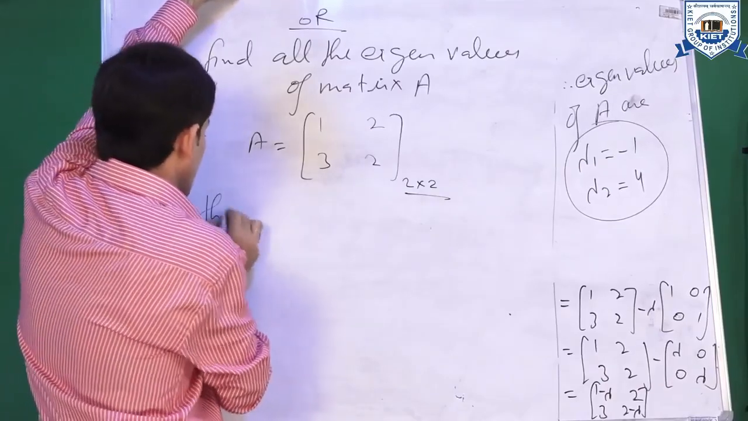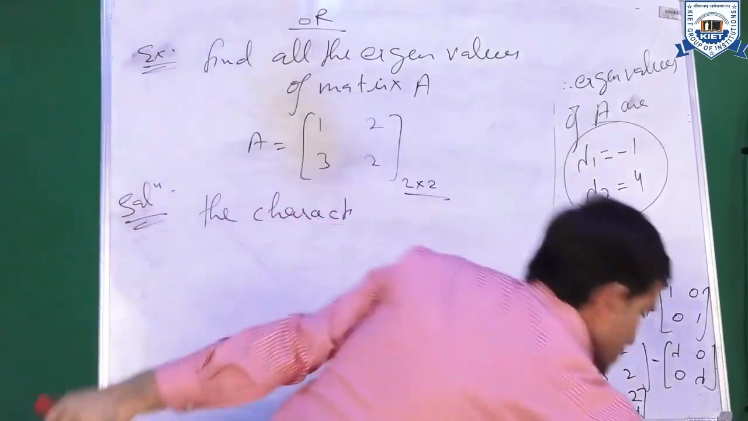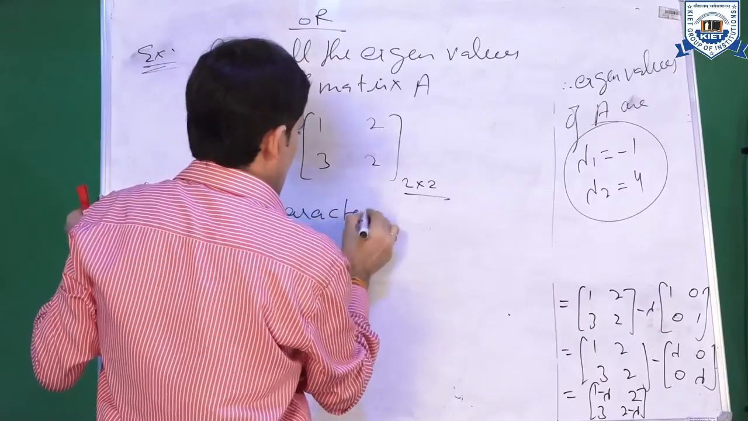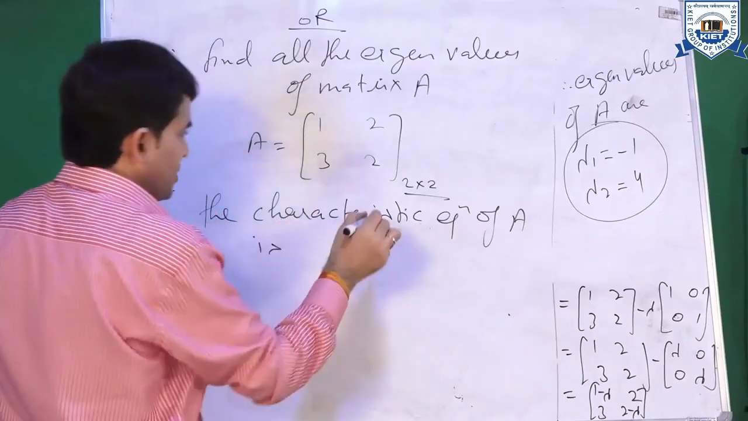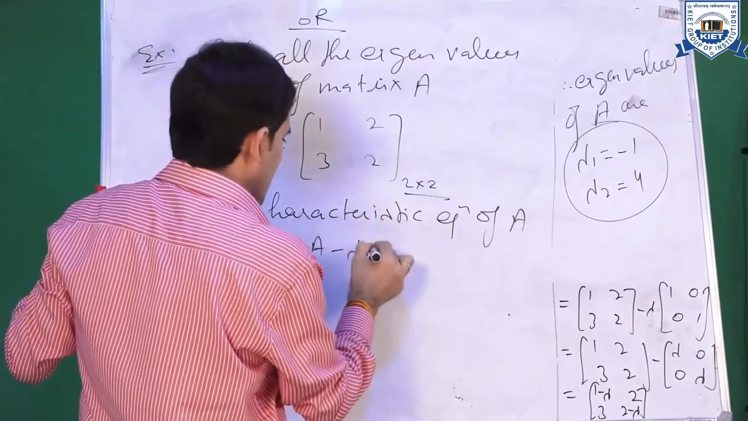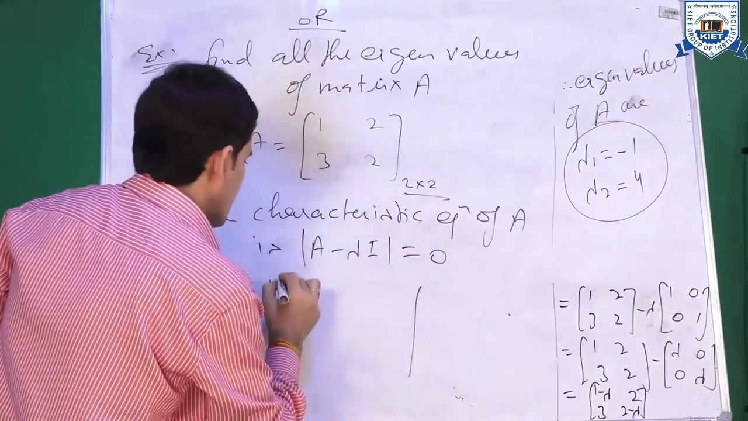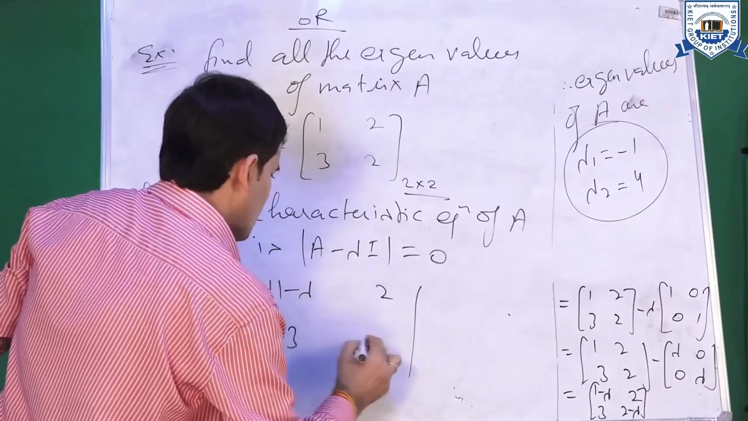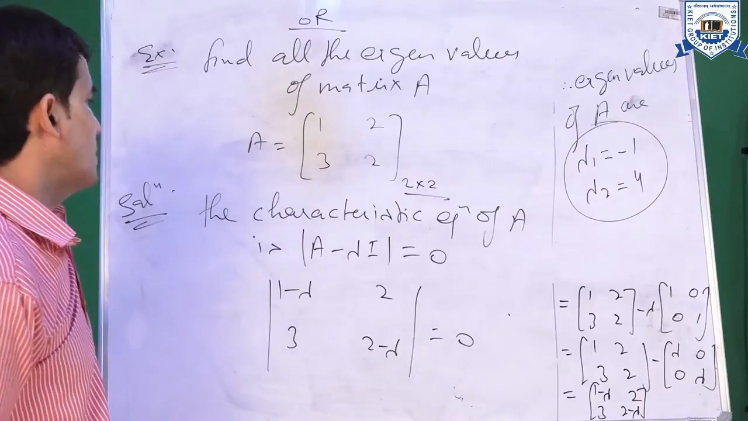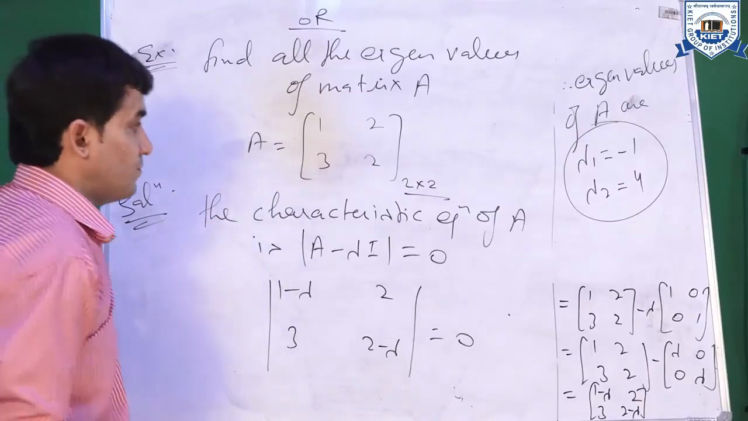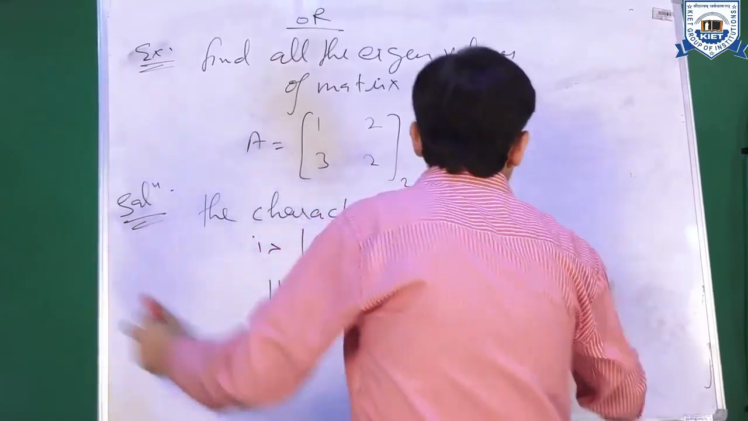The characteristic equation of matrix A is determinant of A minus lambda I equal to 0, meaning determinant of 1 minus lambda, 2, 3, and 2 minus lambda is equal to 0. This is the characteristic equation of matrix A. But I am using another approach to find the eigenvalues of this matrix A.